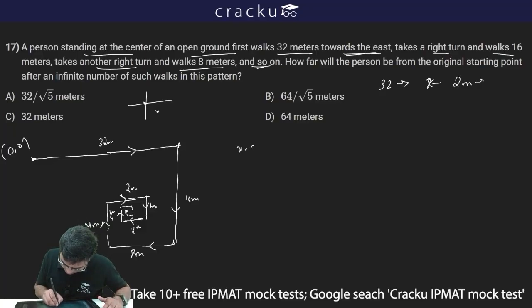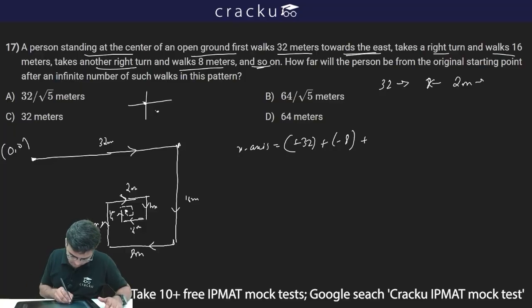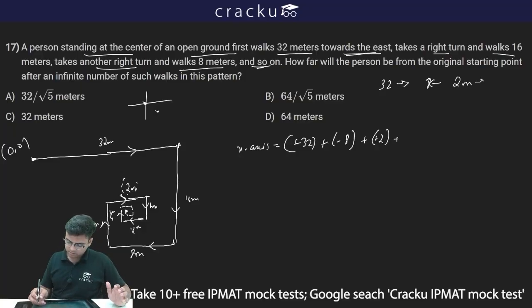So the x-axis coordinate will be, first we are moving 32 to the right, so plus 32. Then we are moving 8 to the left, so minus 8. Then we are moving 2 to the right, so this is plus 2. Then again, this will be 1 by 4, so this will be minus 1 by 4, and this will be now 1 by 8. So this is plus 2.